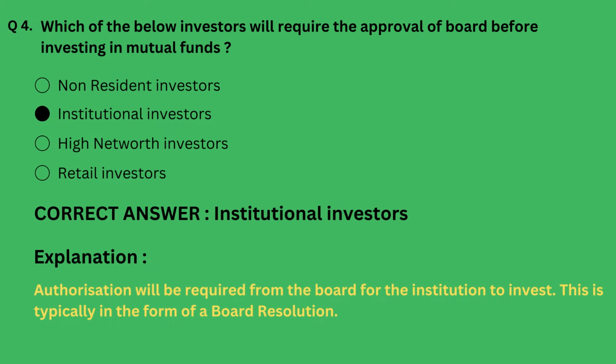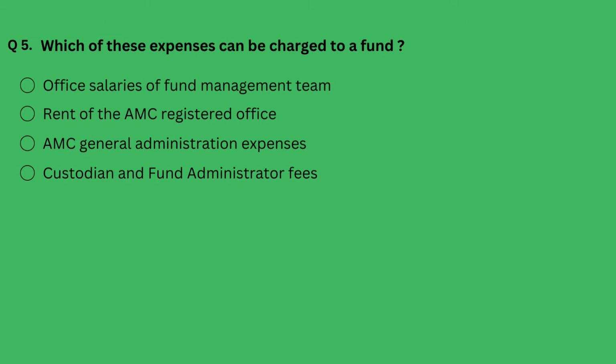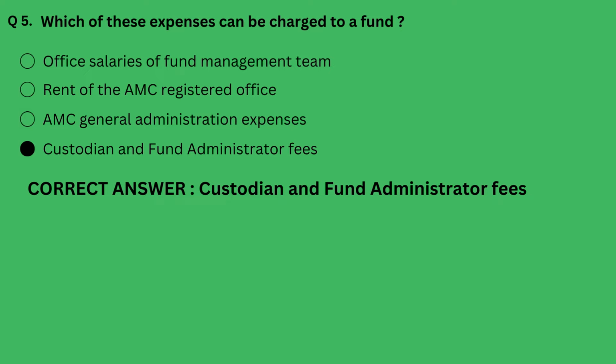Let's move to the next question. Which of these expenses can be charged to a fund? The options are: office salaries of fund management team, rent of the AMC registered office, AMC general administration expenses, custodian and fund administrator's fees. And the correct option is custodian and fund administrator fees.